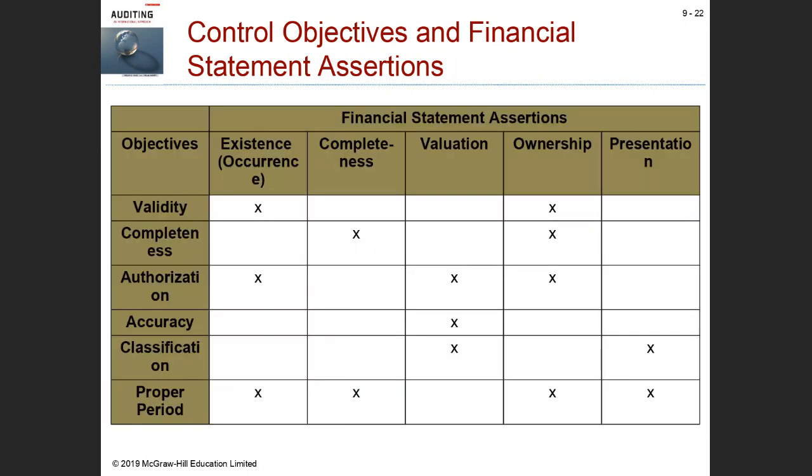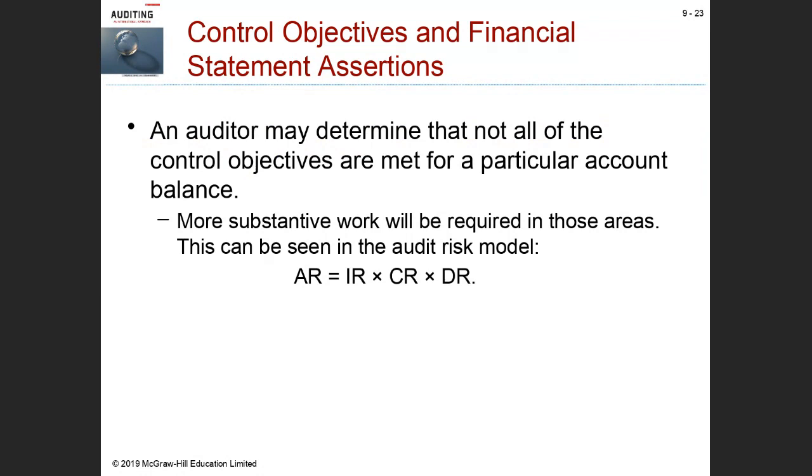Let's go back. The auditor might test the internal control over validity and determine the control is not working, right? Or it's only working intermittently. It's not working all the time. So that's what they're talking about here. The auditor may determine that not all the control objectives are met for a particular account balance because the control either is not working or maybe it doesn't even exist. So where controls are not working or they don't exist, we have to do substantive procedures, right?